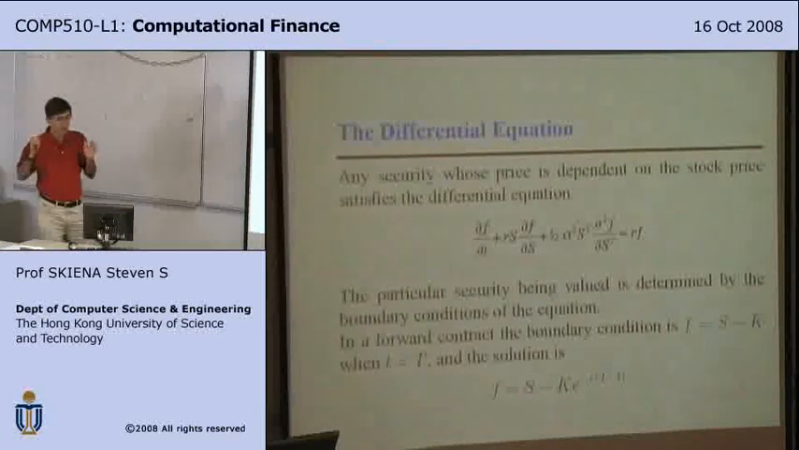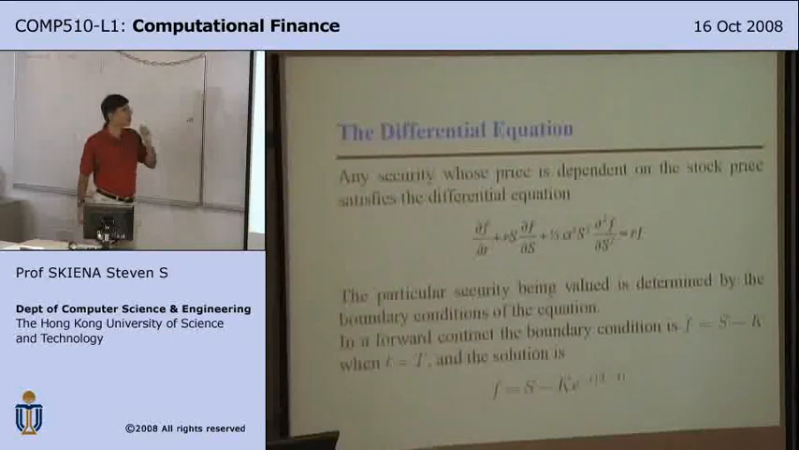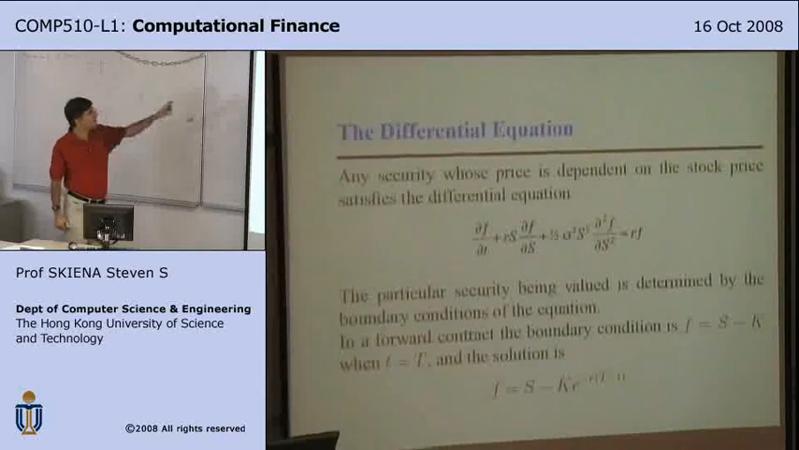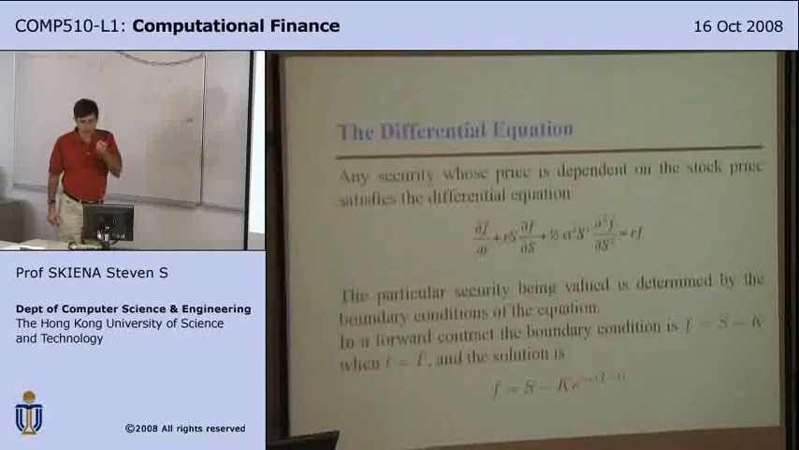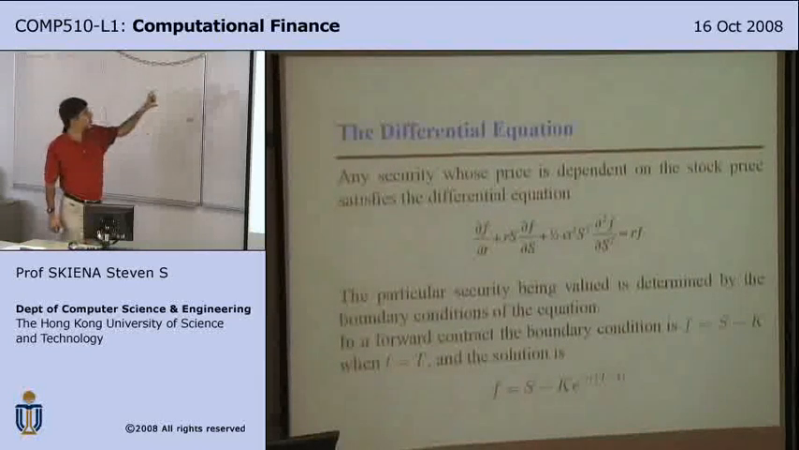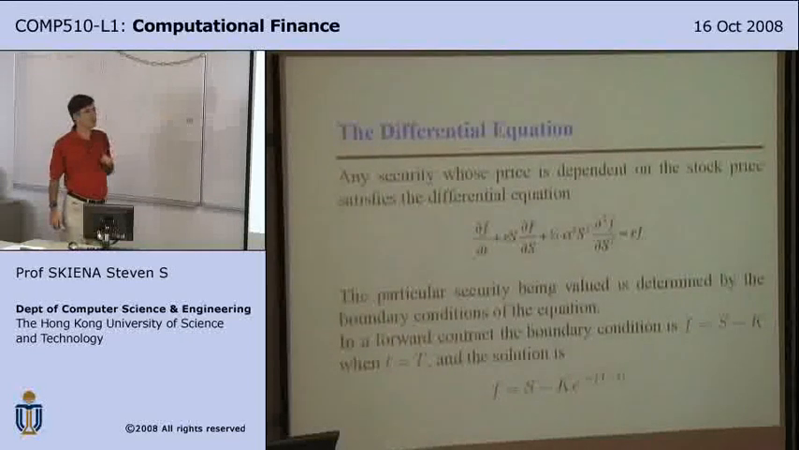So basically the Black-Scholes equation, to show it again, is one of these differential equations. It's a partial differential equation. And the claim is the power of it: this is a very general equation. The story goes that any security whose price is dependent upon the stock price satisfies this. That would mean call options, put options, forward contracts, things like this. Any security whose price depends upon the stock price satisfies this equation.